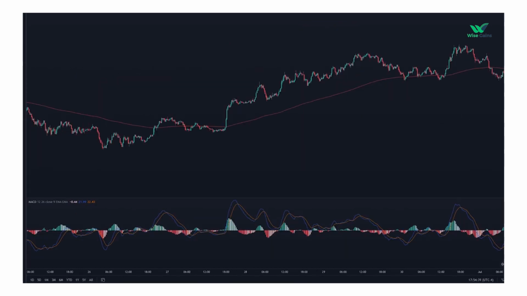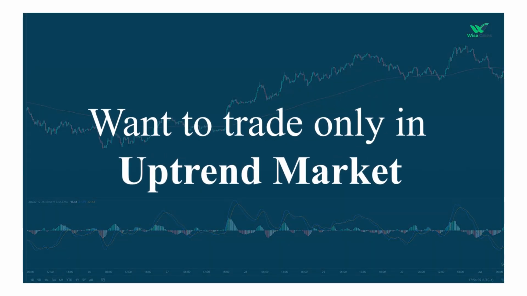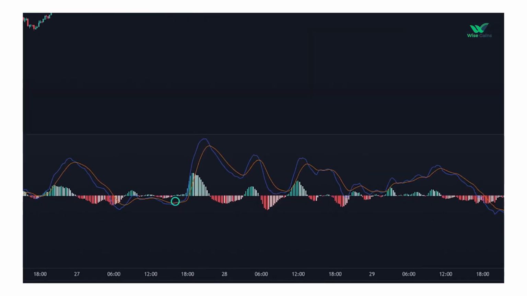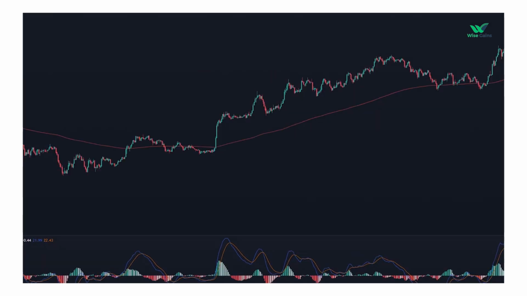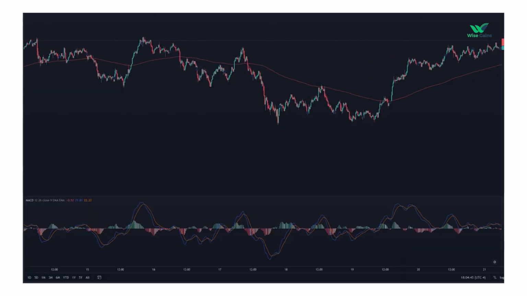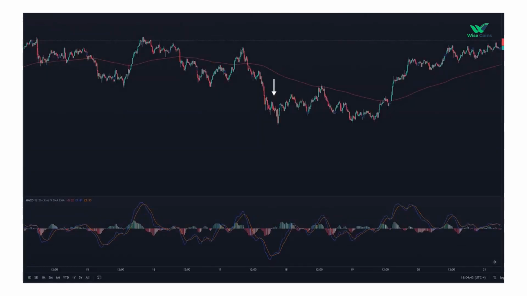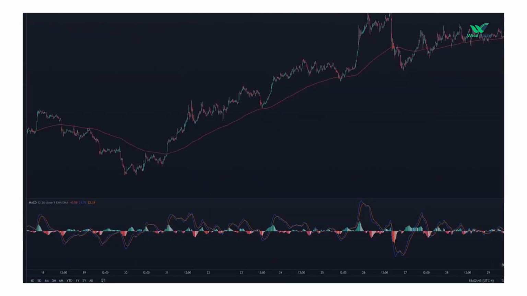So after learning we want to trade only in an uptrend market, and if we are going long, we have to put it all together. Buy only if the MACD line crosses upwards below the zero line mark and the current price also is above the 200-day moving average. What if you are going short? Do the exact opposite. Sell only if the MACD line crosses downward above the zero line mark and the current price is also below the 200-day moving average.